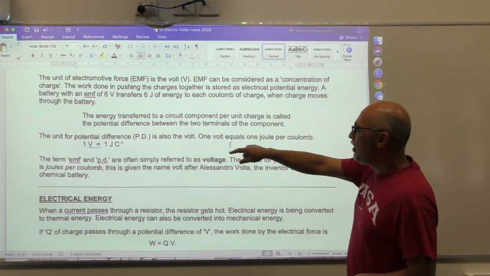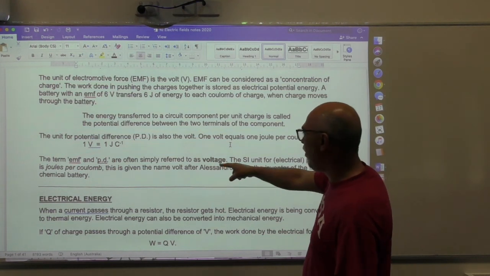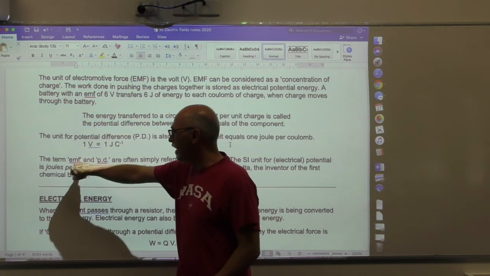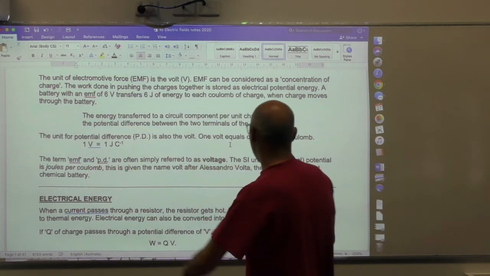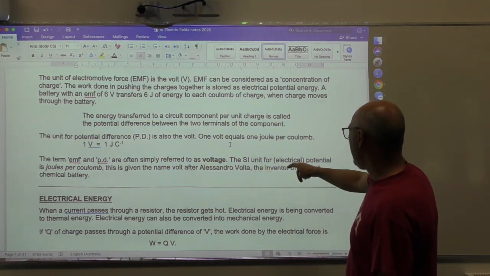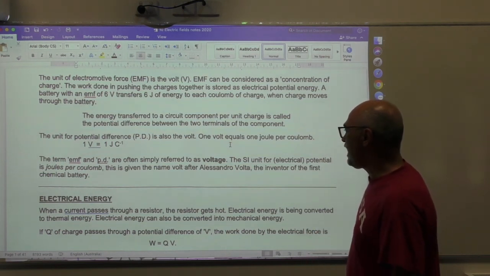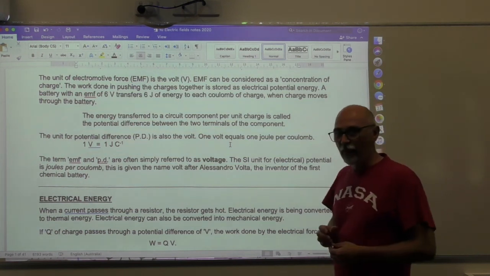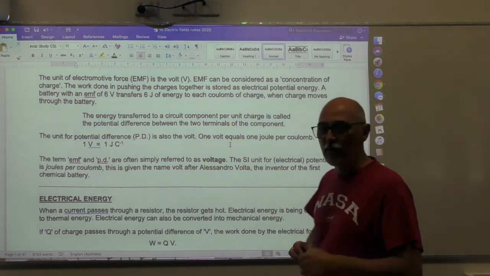The terms EMF and PD are often simply referred to as voltage. So EMF, electromotive force, and PD, potential difference, are the same thing. Now, the SI unit for electrical potential is joules per coulomb. This is given the name of volt after Alessandro Volta, who did all of this early work. I think we mentioned it in class once. He was the inventor of the first chemical battery.